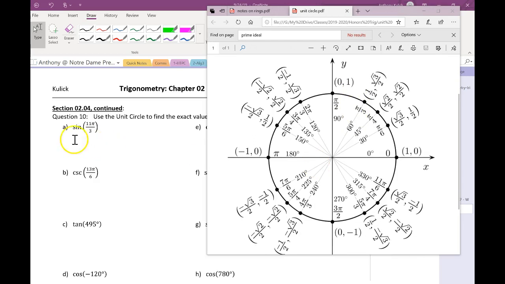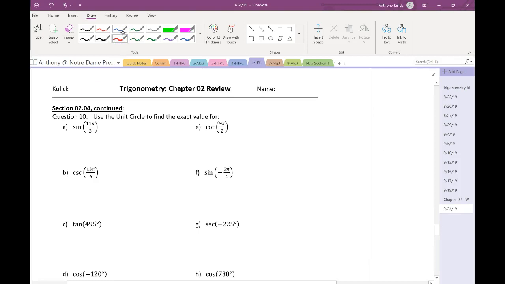Alright, so the first one says 11 pi over 3. Notice that 11 pi over 3 is not one of the radian measures on our unit circle. So how would I use the unit circle to do this? Well, 11 pi over 3 has to be then coterminal to something on the unit circle if I'm asking to use it. So let's see what it's coterminal to. The easiest way to think about this is to think about 11/3 as a mixed number. So 11/3 is 3 and 2/3.